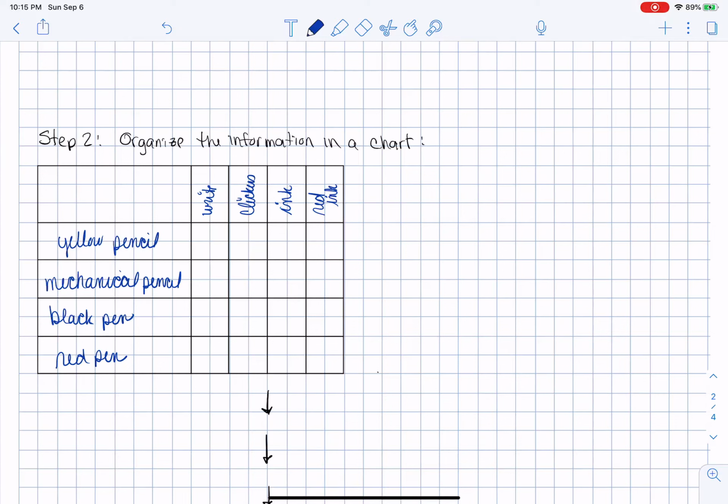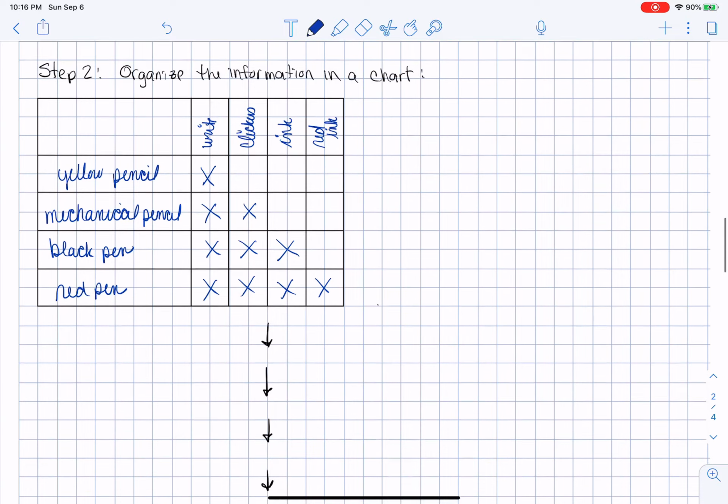So if we look at the characteristics that each has and check them off, we find that the only thing the yellow pencil has is that you can write with it. The mechanical pencil, you can write with it, and it has a clicker. The black pen writes, has a clicker, and you write with ink with this pen. And the red pen, you can write with it. It has a clicker, it has ink, but it has red ink, so it's a little bit special. So we see that the yellow pencil has one characteristic, the mechanical pencil has 2, the black pen has 3, and the red pen has 4.